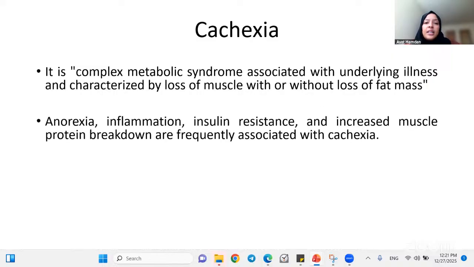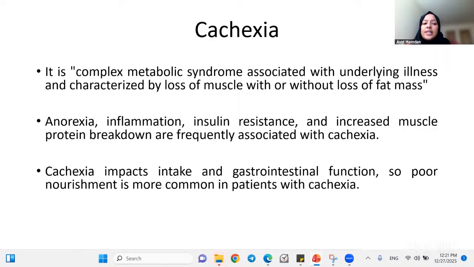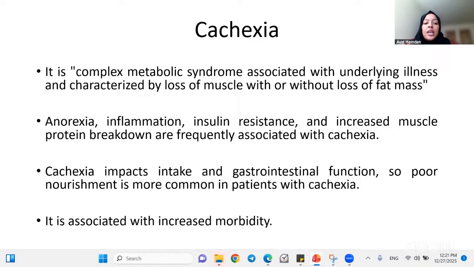Why does it happen? It is a combination of anorexia, inflammation, insulin resistance, and increased muscle protein breakdown that is frequently associated with cachexia. Cachexia impacts food intake and gastrointestinal function, so poor nourishment is more common in patients with cachexia rather than the sarcopenic patient. The sarcopenic patient might have good nourishment. They are not losing much weight, they're just losing muscle.